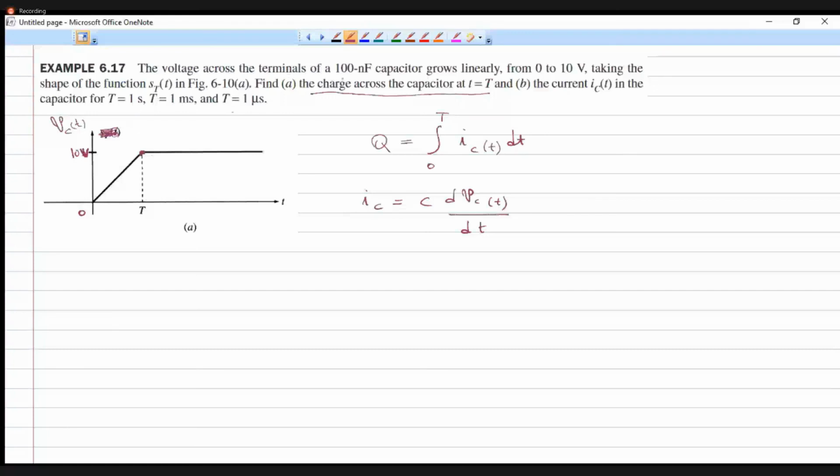So here we are given a 100 nanofarad capacitor and the voltage is growing linearly from 0 to 10 volt. So what is Vc here? I need to write this in a mathematical form. How can I write Vc of t using the principles that we have studied, that is the unit step function? It is growing linearly from 0 to 10 volt, right? So how can I write an equation for this slanting line? Can you give me a clue?